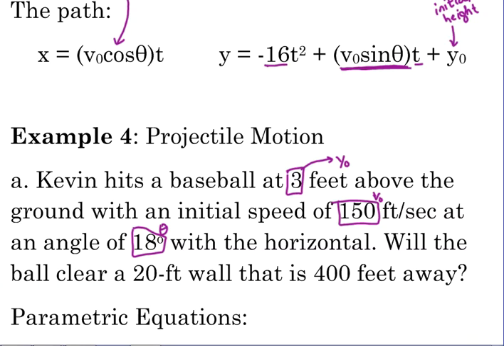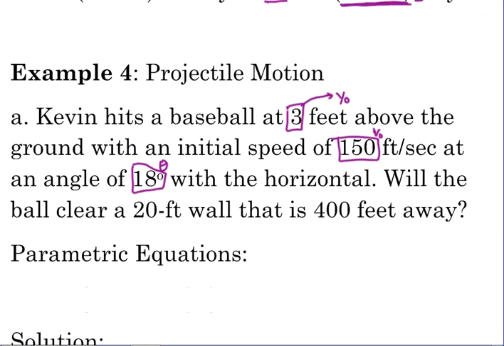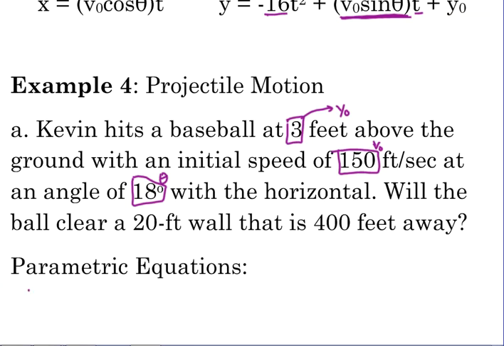So the question is, will the ball clear a 20-foot wall that is 400 feet away? We've got to find out when it gets to 400 feet away, is it high enough to get over that wall or not? So let's set up our equations here. Our x equation is our initial velocity times the cosine of our angle times t. Now, we're not going to work that out yet. We're just going to leave it the way it is.